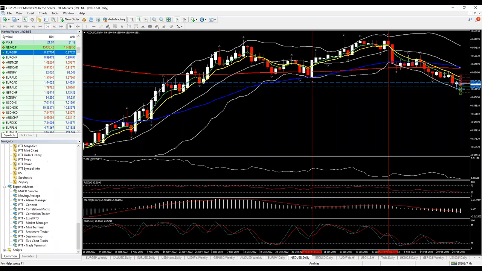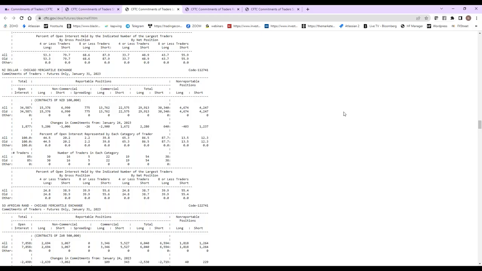Okay, so that's why. That comes in line with this swing higher that we have seen in January. Now, the non-reportable traders are contrarian traders taking positions against both of these categories. So what you need to take care about with the non-reportable traders is to check the net position.